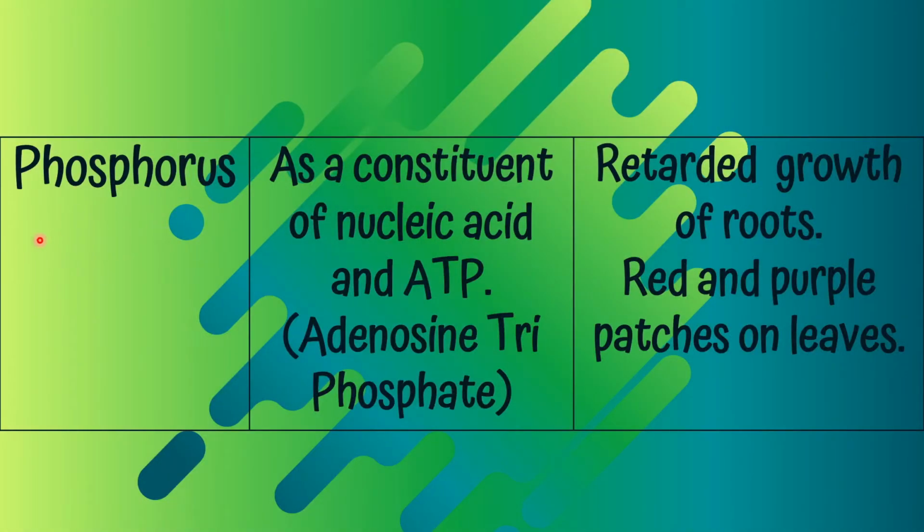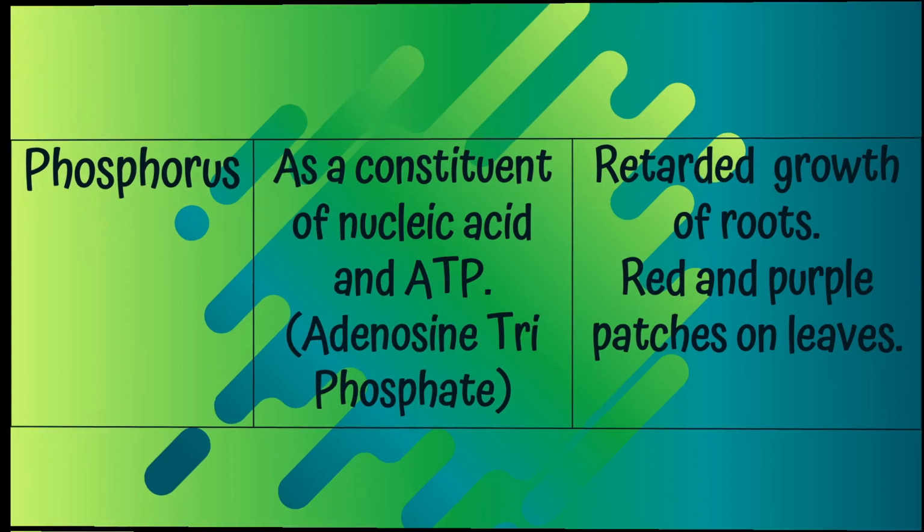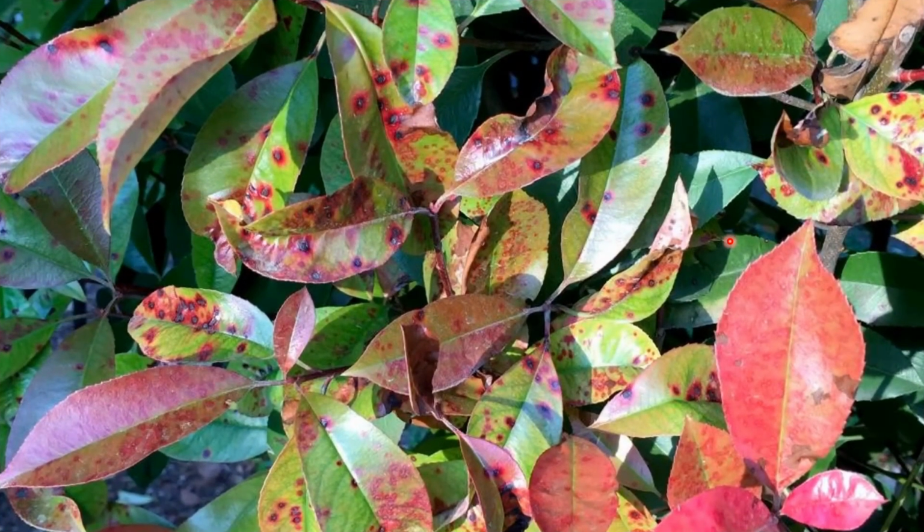Let's talk about the second element, phosphorus. The functions are as a constituent of nucleic acid and ATP. ATP means adenosine triphosphate. And the deficiency symptoms are retarded growth of roots, red and purple patches on leaves.